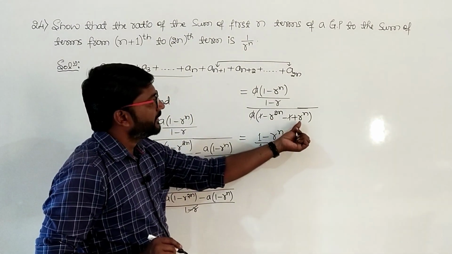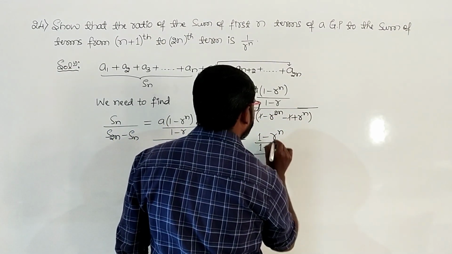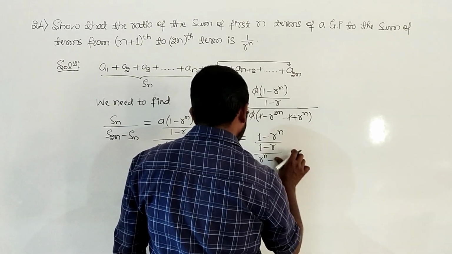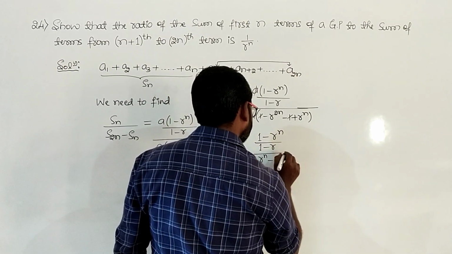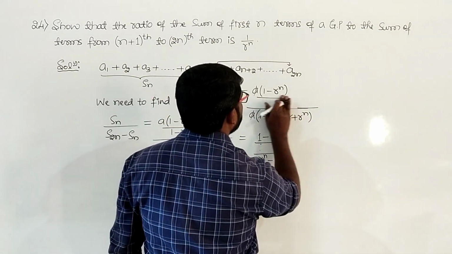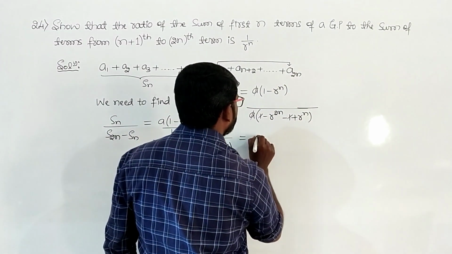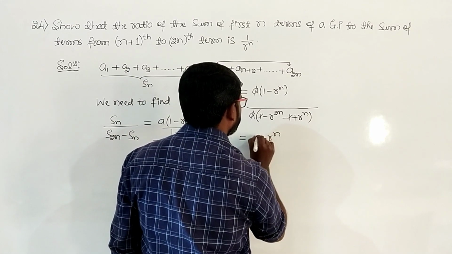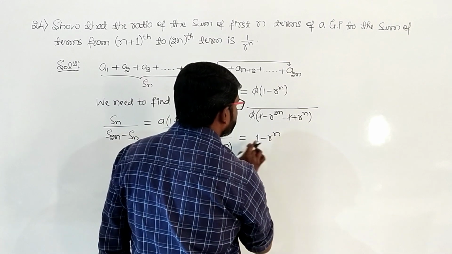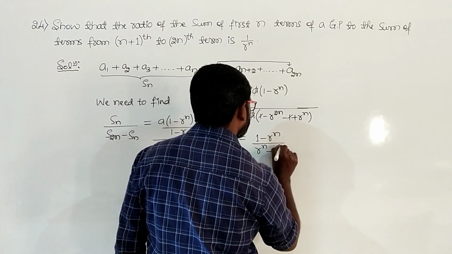So what do we have? R raised to n minus r raised to 2n, whole divided by r raised to n minus r raised to 2n. Sorry, 1 minus r got cancelled out. So now I will be writing the remaining term, 1 minus r to the power n, then divided by r raised to n minus r raised to 2n.